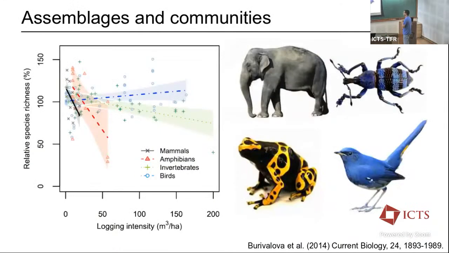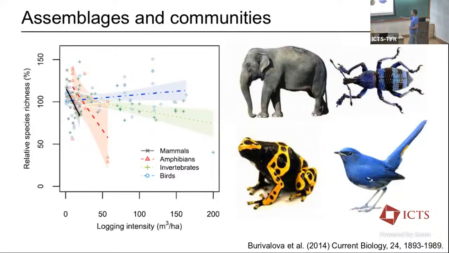And what are assemblages? Assemblages are groups of species that are taxonomically defined. So you can have the bird assemblage, you can have the mammal assemblage or the invertebrate assemblage. And very often what you see in classical community ecology is that you're dealing actually with assemblages and their responses to some kind of gradient. So on the x-axis here is logging intensity. It's the amount of wood that's being taken out of a forest, right? So as you go towards the right, the more timber is being extracted from that forest.